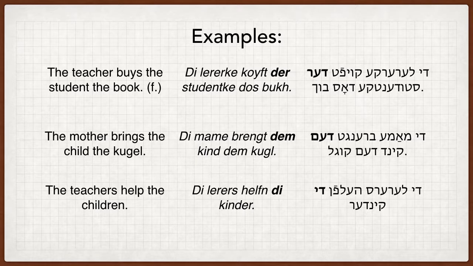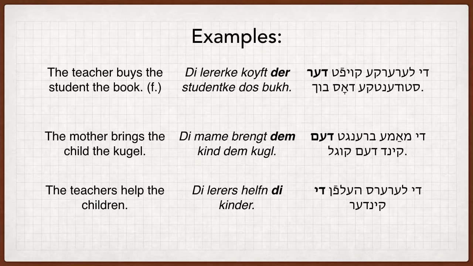Next one. The mother brings the child the Kugel. Die Mame bringt dem Kind dem Kugel. Die Mame is in nominative because she is performing the action of bringing the child the Kugel. Then we have the child, and the child is in dative because he or she is the receiver of the Kugel, of the action of being brought, to be more precise. Therefore, it is in dative.